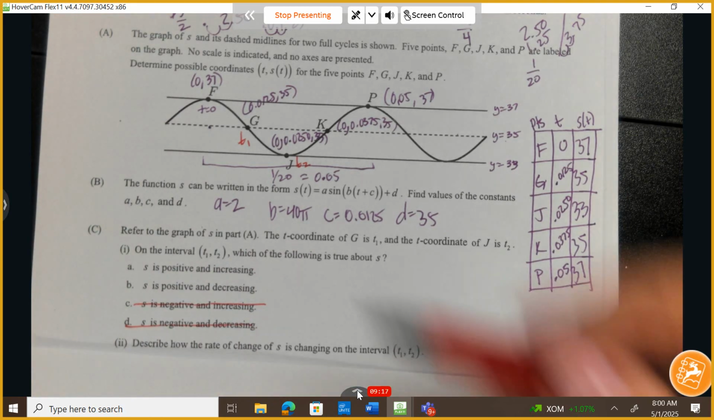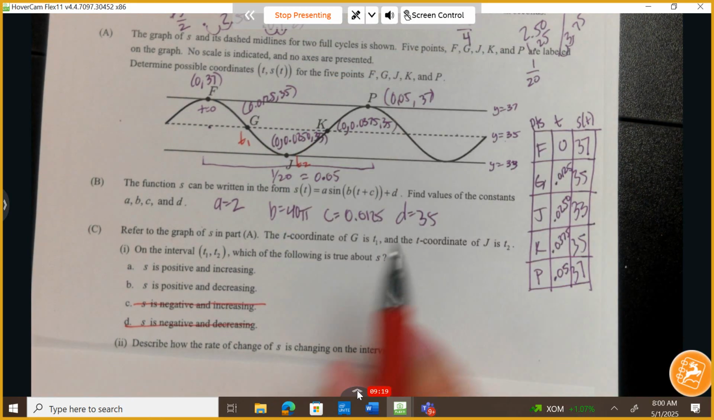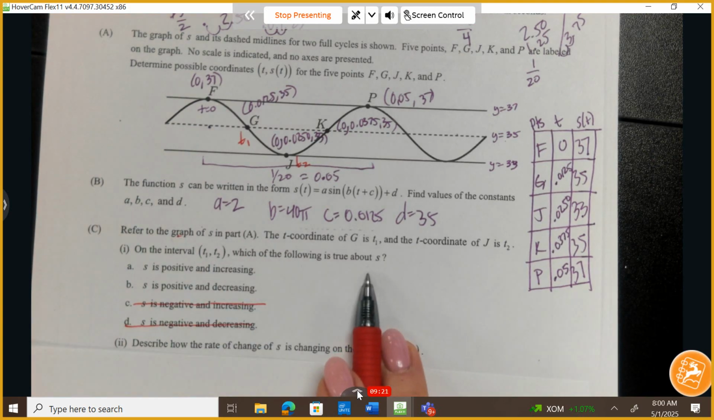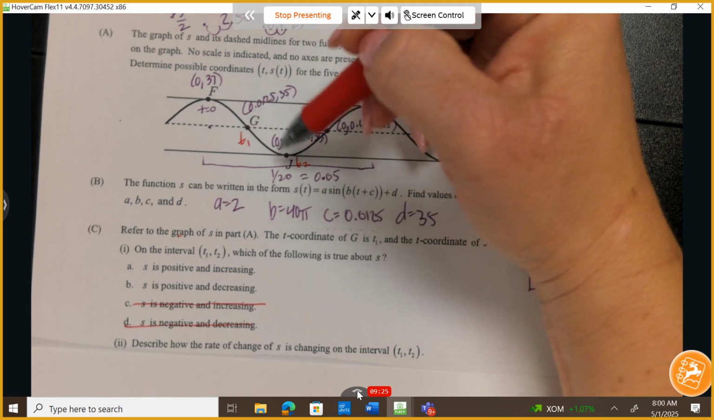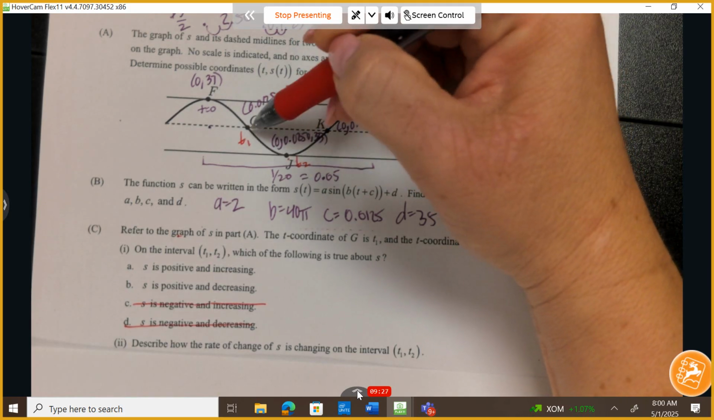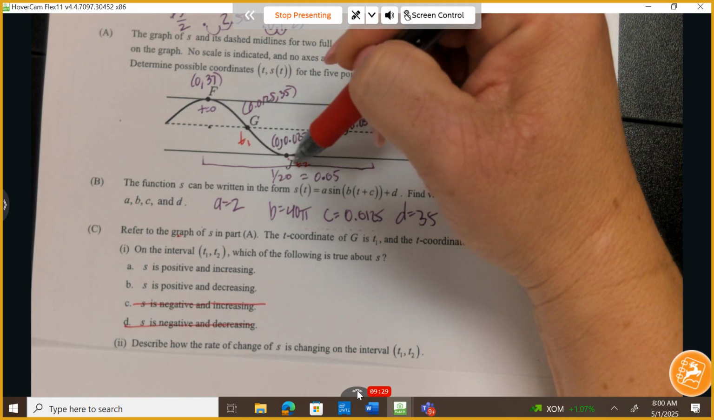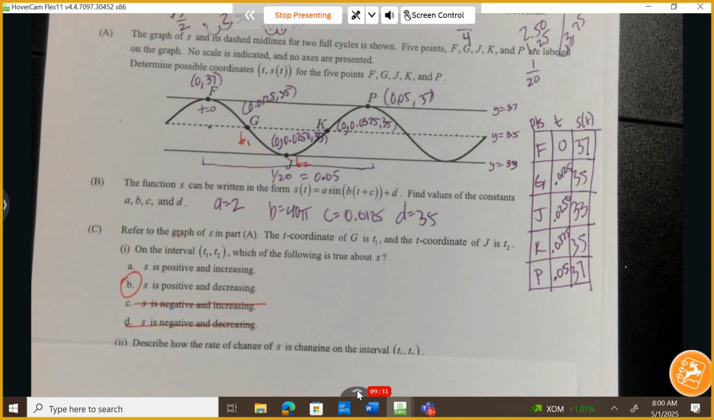Now, what's happening? It does not say rate of change. You see nothing about rate of change here, so don't get confused with the concavity. We just want to know from G to J, which is T sub 1 to T sub 2, what's happening? Is it decreasing or increasing? It is decreasing. Correct answer is B. Raise of hands, how many of you were able to get that right? Awesome. Let's go down to the next part.